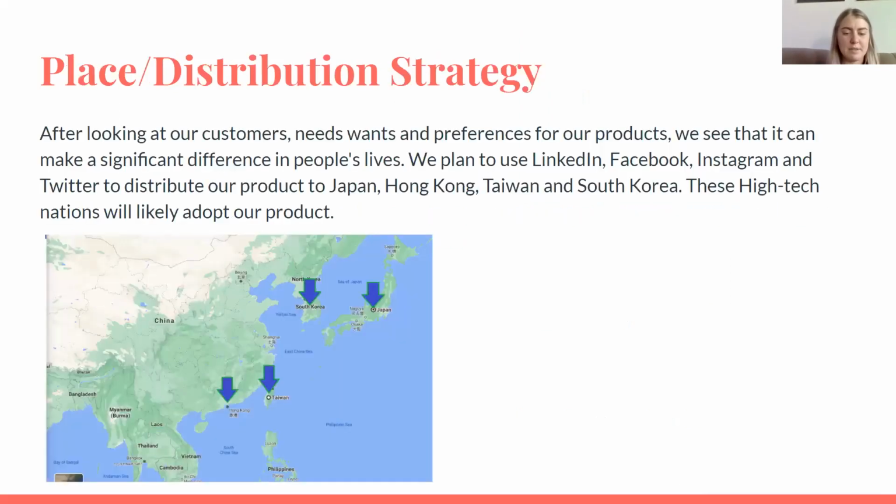Next slide. After looking at our customers' needs, wants, and preferences for our product, we see that it can make a significant difference in people's lives. We plan to use LinkedIn, Facebook, Instagram, and Twitter to distribute our product to Japan, Hong Kong, Taiwan, and South Korea. We chose these places due to their technological advances. These high-tech nations will likely adopt our product. Next slide.